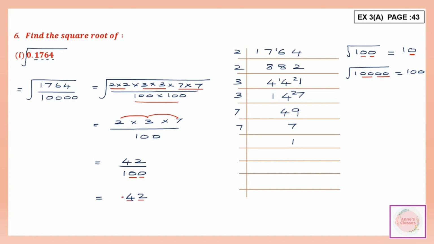So here what do we have? 0.42. So now we have found the square root of the question that is given to us, that is 0.1764, and the answer is 0.42. So when you have a decimal number, you can do this way, make it a fraction, then find the square root of the numerator and the square root of the denominator, divide and get your final answer.